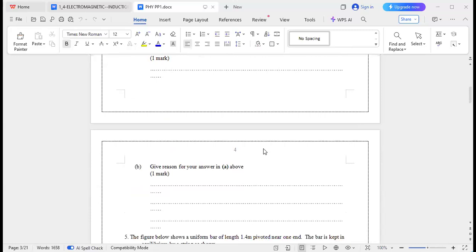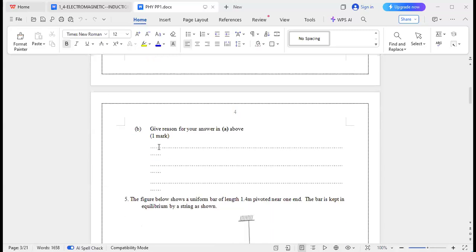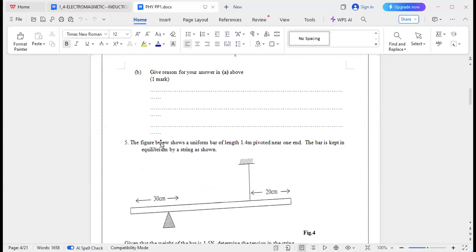Give a reason. The reason is hot water is less dense than cold water. Hence, convection current takes place in hot water. Here, the language used is comparative. Make sure you use comparative language, denser, less dense, and so on.